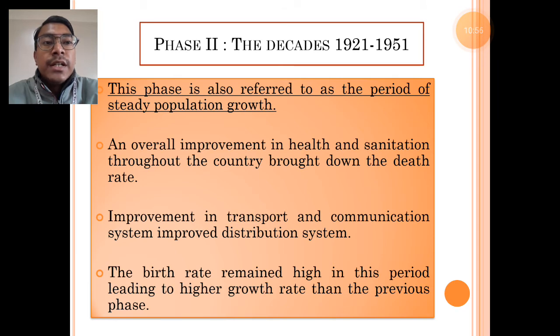The death rate decreased, but on the other hand the birth rate was high. The birth rate was very high from the very beginning, from the very first phase. So the birth rate was high, but the death rate started declining.